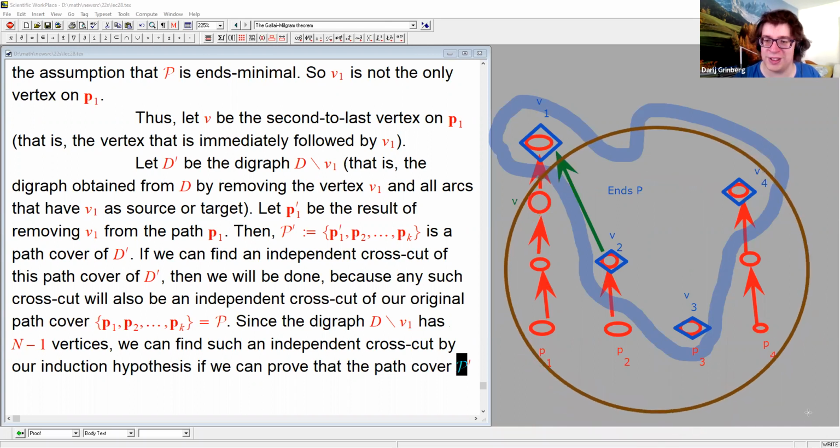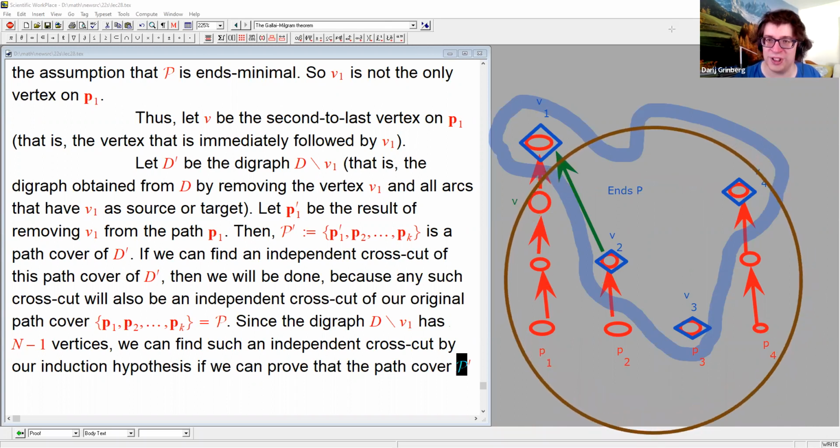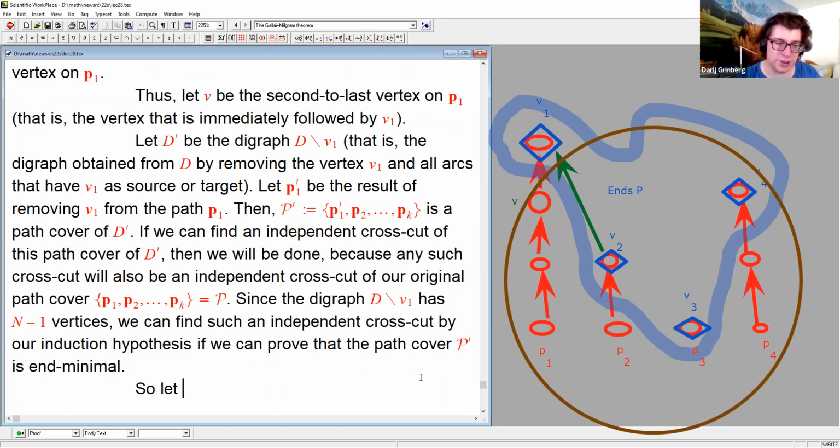Drawing circles is a tricky thing, but here it is. So this brown thing is D prime, and P prime is whatever remains of the path cover when we remove V1. So what do we need? We need to prove that it is end minimal. So let us prove this.